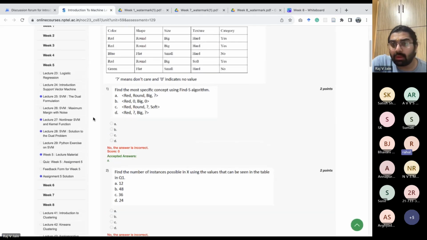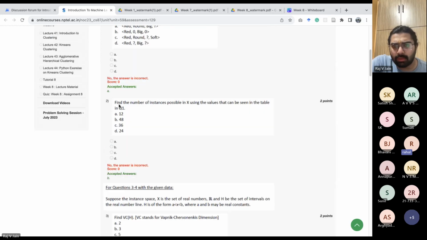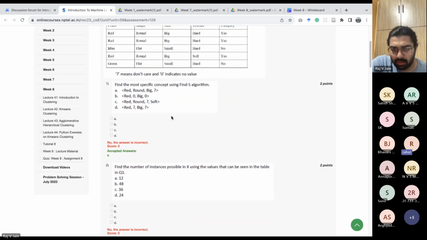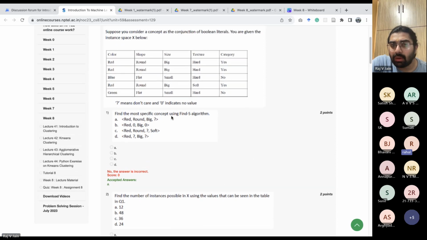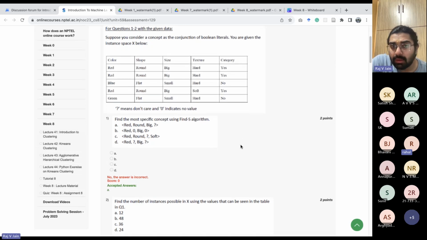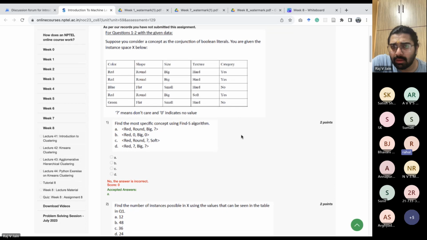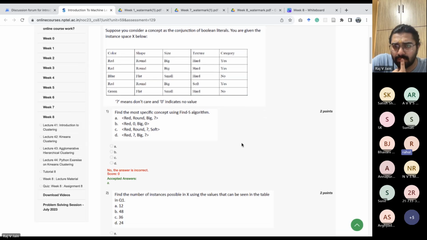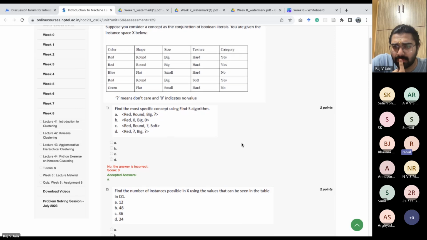Actually, sir, I have one doubt regarding question number 2 in this assignment. It reads, find the number of instances possible for x, and in the description above it is shown that x is the instance space. You are given an instance space x below. As per the definition, the instance space is actually the feature space. We have only 4 features, and the category is the target one. So while calculating the number of instances, we have to consider only these 4 features. Color has 3 options, shape has 2 options, size has 2 options, texture has 2 options. So it is 2 times 2 times 2, which is 8, multiplied by 3. So the answer should be D.